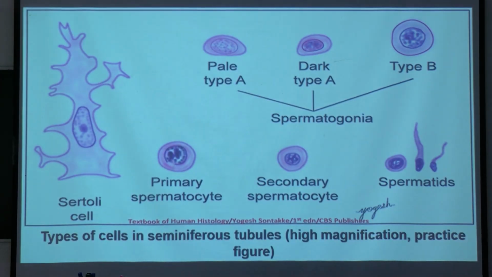So see here different cells. This is the Sertoli cell. It looks like this tree-like branching is present sometimes. And these are the spermatogonia: pale type A, dark type A, type B. Spermatogonia develop into spermatocytes after meiotic division, primary and secondary spermatocytes, and they metamorphose to form the spermatids. Spermatids are forming the spermatozoa.